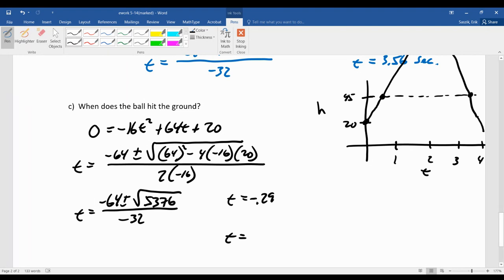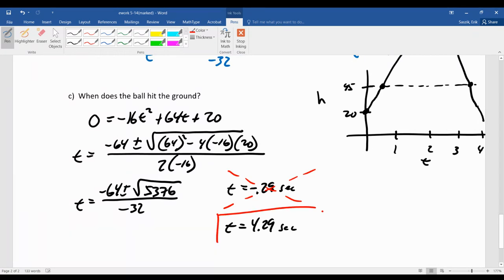Now let's do the other one. Negative 64 minus square root of 5376 divided by negative 32, and I get 4.29. Now again, this is time, so this first answer makes no sense. We cannot go back in time. The ball will hit the ground after 4.29 seconds, and that makes sense with my graph. If you keep on extending that parabola, it's going to be a little bit past the 4. So it looks like I did a pretty good job with that.